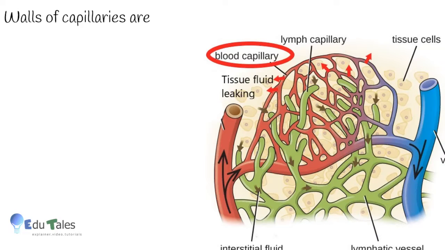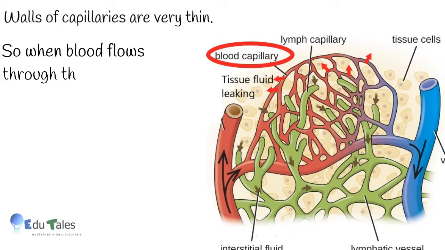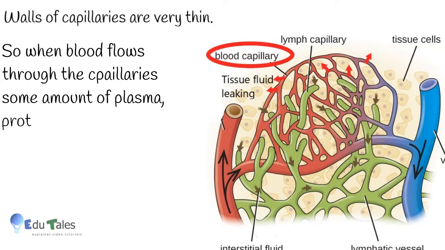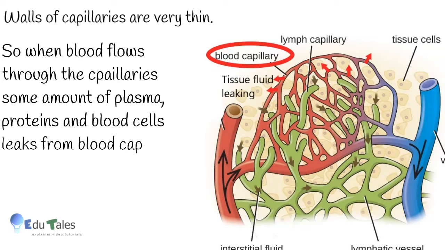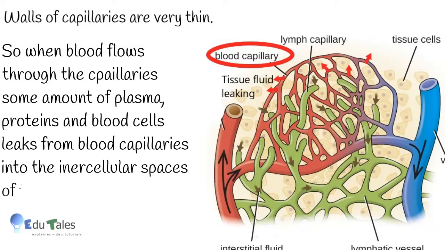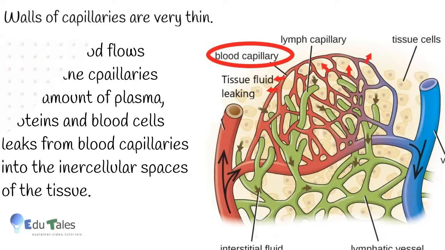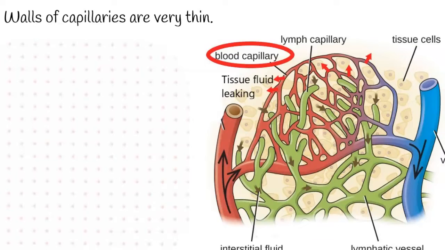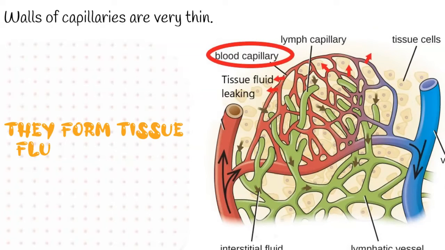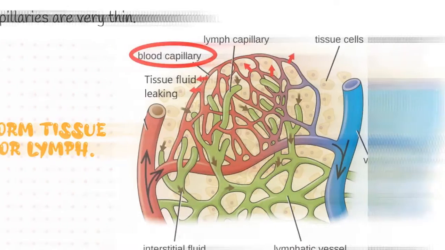Walls of capillaries are very thin, so when blood flows through the capillaries, some amount of plasma, proteins and blood cells leaks from blood capillaries into the spaces between tissue. This leaking occurs because of high pressure. As you can see in the diagram, the red arrow shows something is going into the intercellular spaces between tissue cells. These form tissue fluid or lymph.